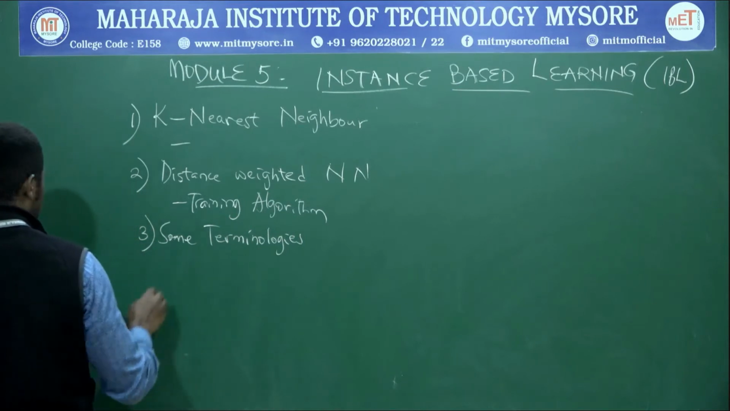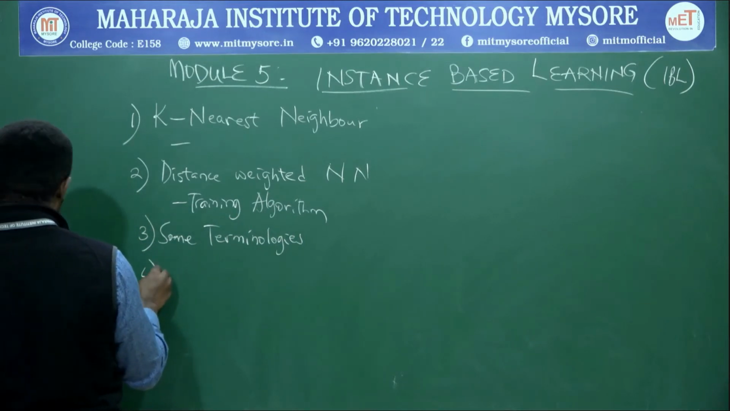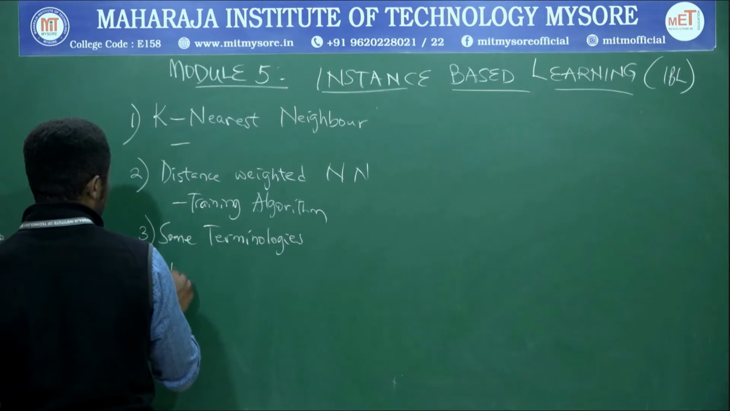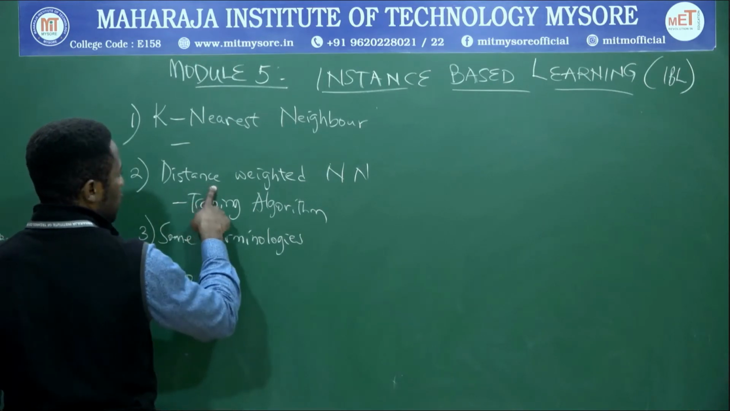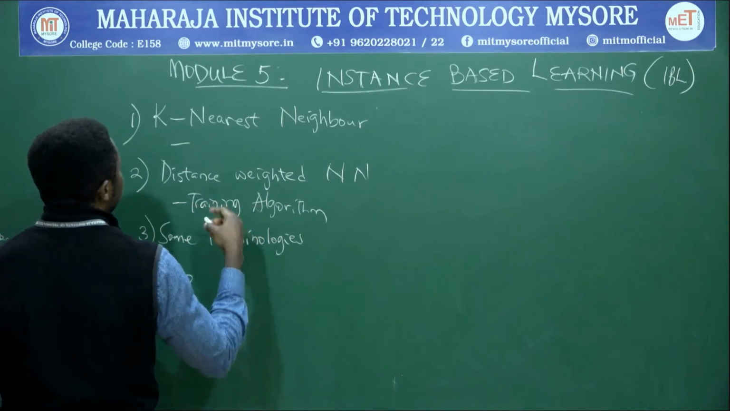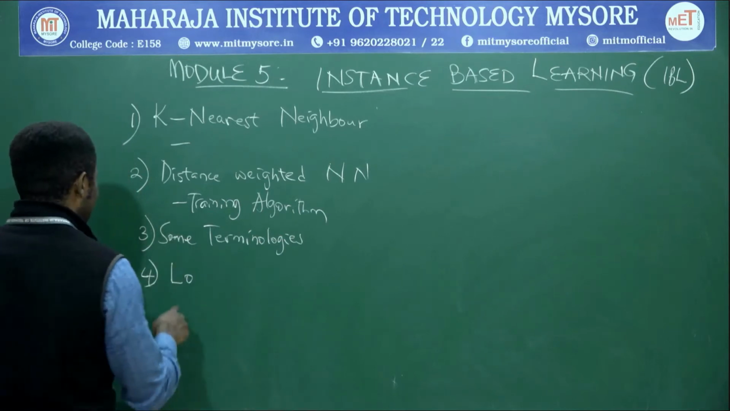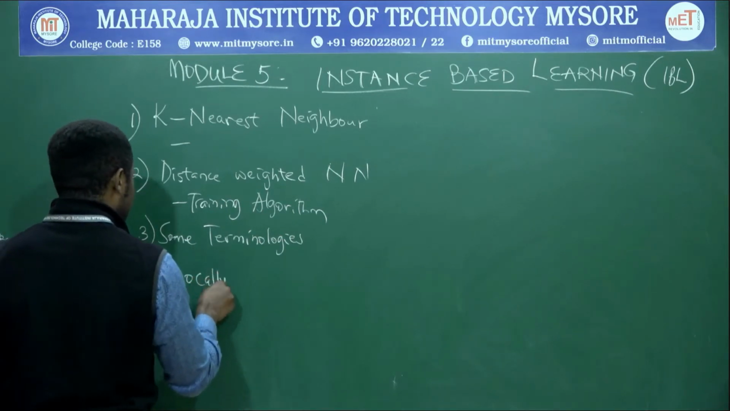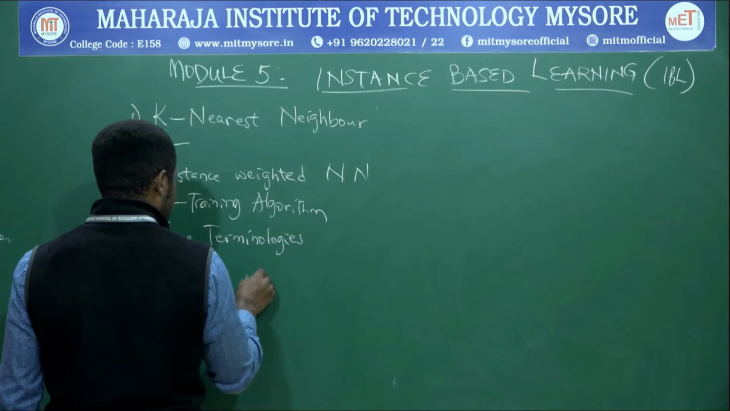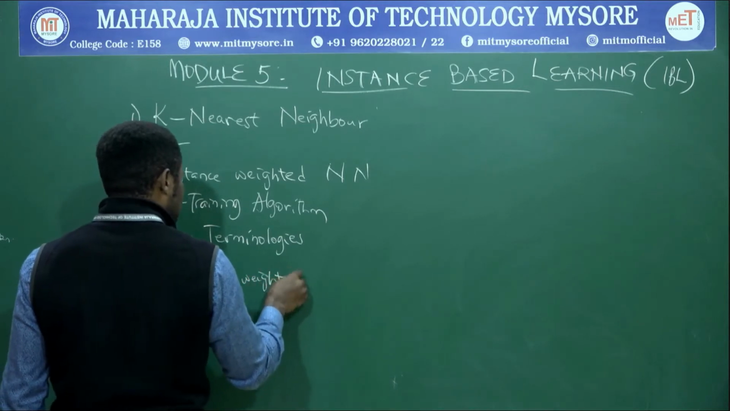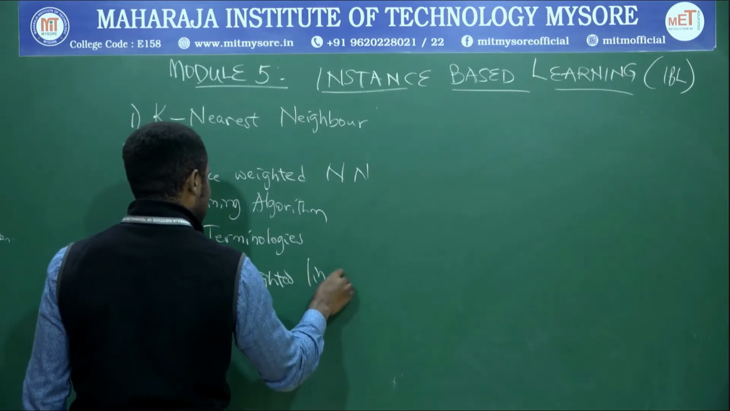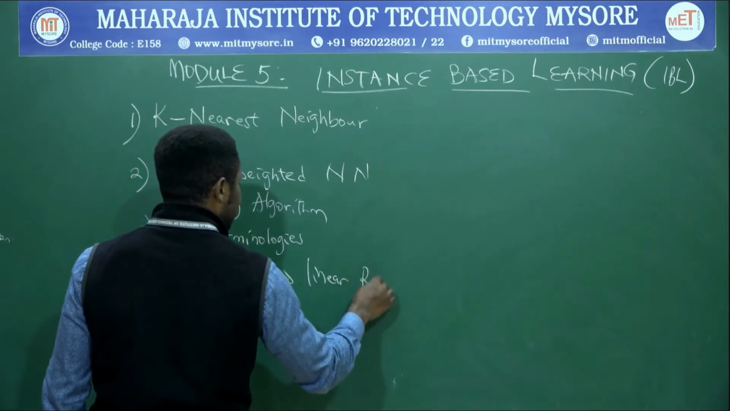Then we look into locally weighted linear regression. Remember, this was distance weighted nearest neighbor. I kept saying neural network. And this is locally weighted linear regression.